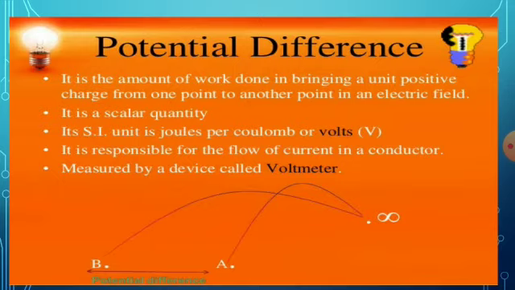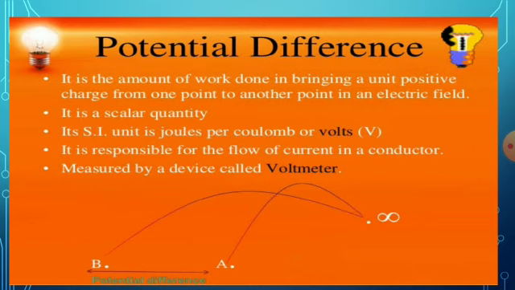Next one, potential difference. Electrons are flowing, which means some work has to be done. That work done is nothing but potential difference. It is the work done to move a charge from one point to another point in an electric field. It is called potential difference. It is a scalar quantity and its unit is volt. The unit is named after the scientist, volt.